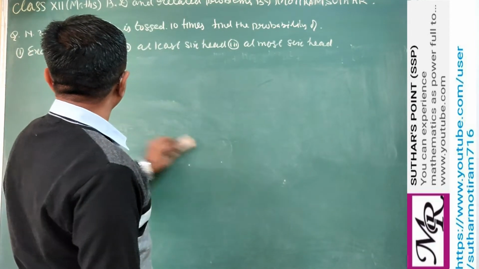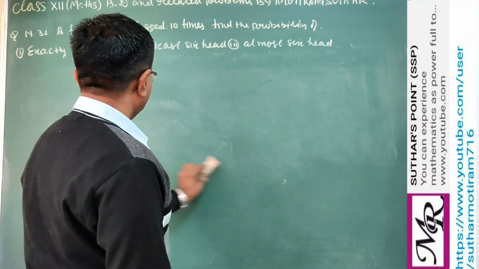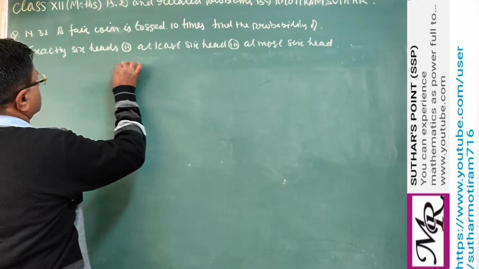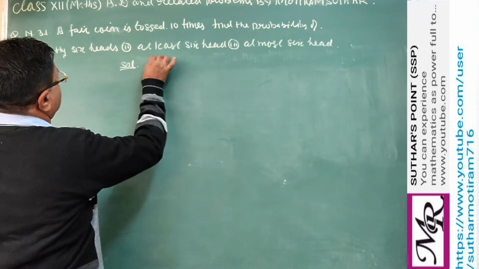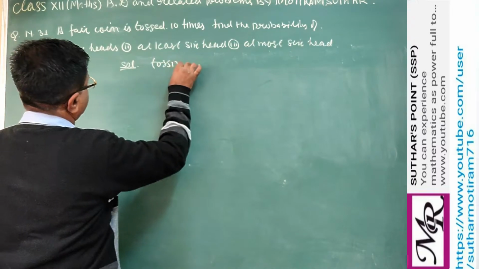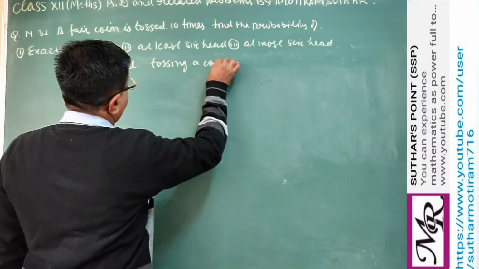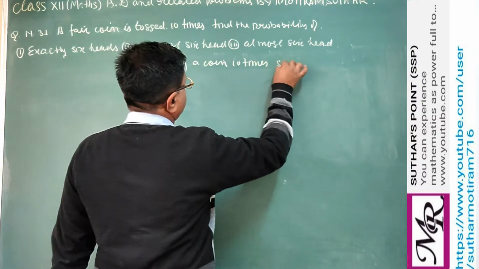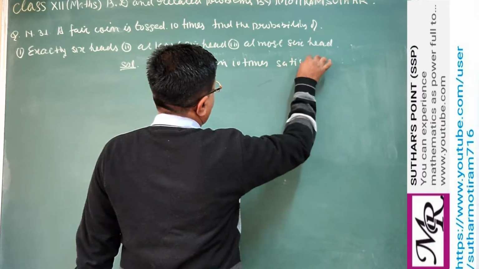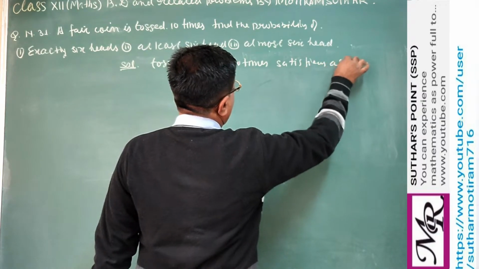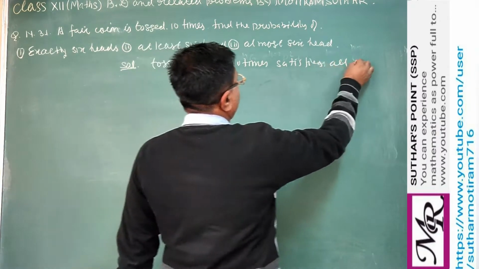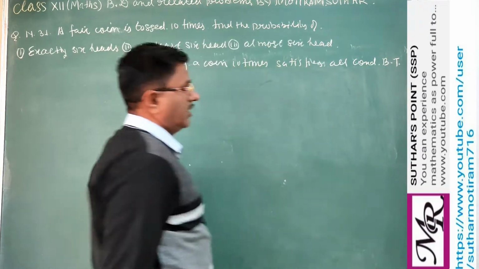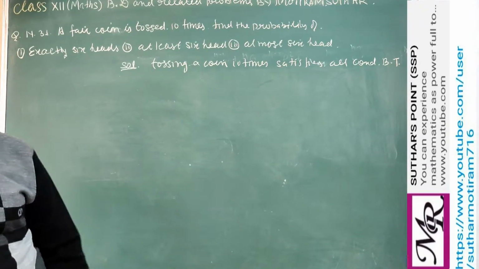So you may write first of all, the tossing of a coin satisfies the condition of Bernoulli. So in the solution you write: tossing a coin 10 times satisfies all conditions of Bernoulli trial, right?